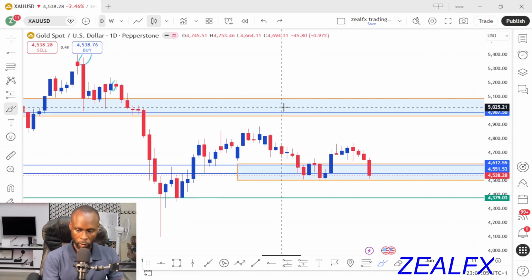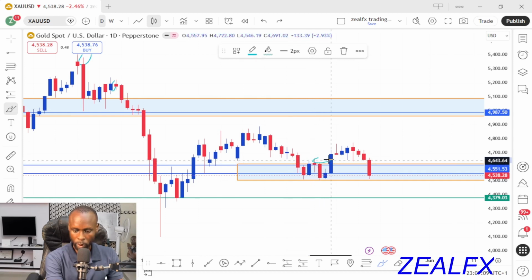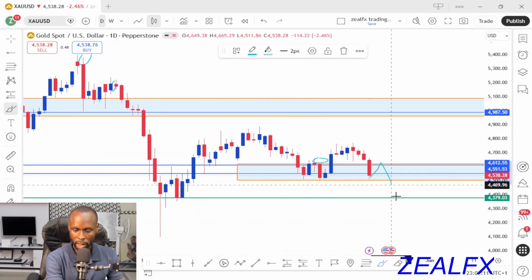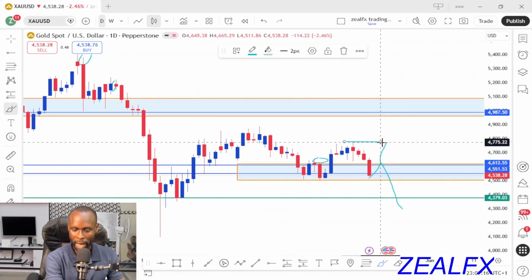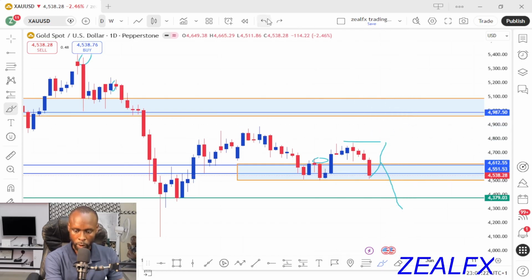So gold for us this week is a sell, but we need price to come to a resistance area for us to sell the gold USD. Then for the buy scenario, we need price to break above this high. Then we can start looking for a series of higher lows for the buying scenario for the gold USD. So for now, our scenario this week, we are to sell the gold USD.